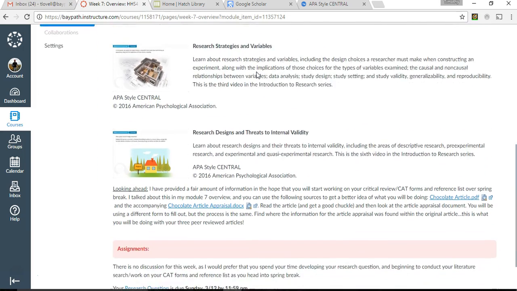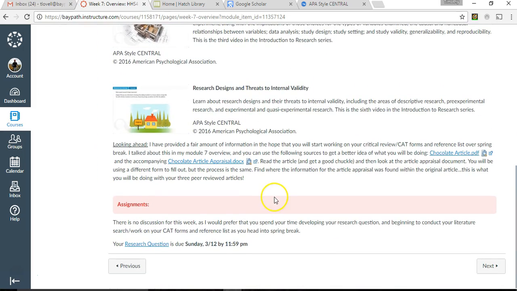I did change the date on that. Originally, like your other assignments, it was going to be due this coming Thursday. But since you're not getting a full 2 weeks to work on this, I pushed it. So it's due 1 week from today, so it's going to be due next Sunday by midnight. And that is your research question.